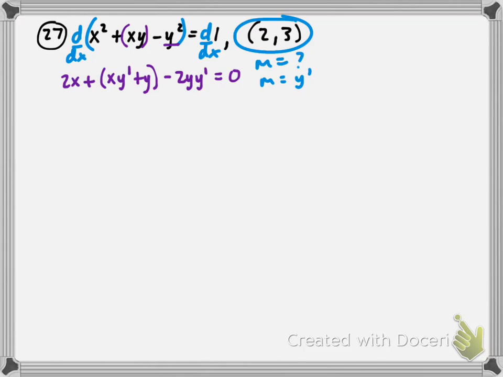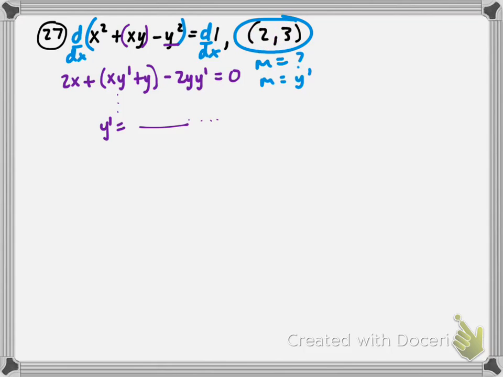At this point, we could simplify and solve for y prime. I guess we've already done that, so let's just say we could simplify. We could go dot dot dot, y prime equals all this stuff. Then we can plug in x equals 2 and y equals 3, and we could get a value for y prime.